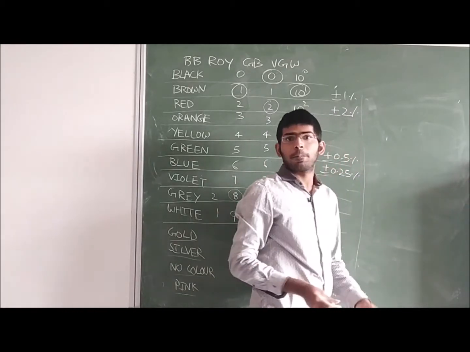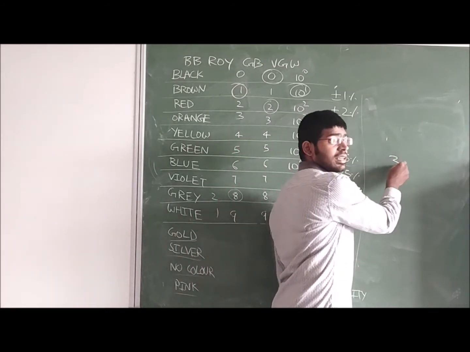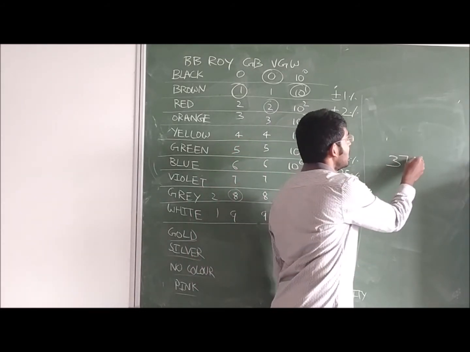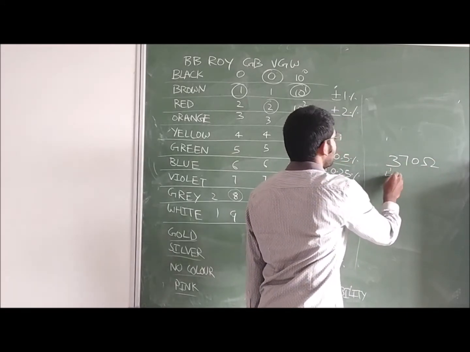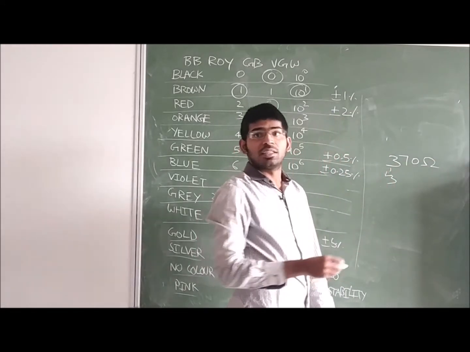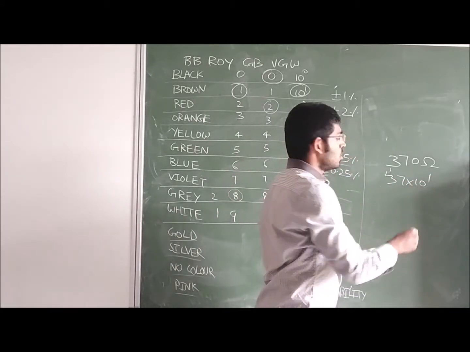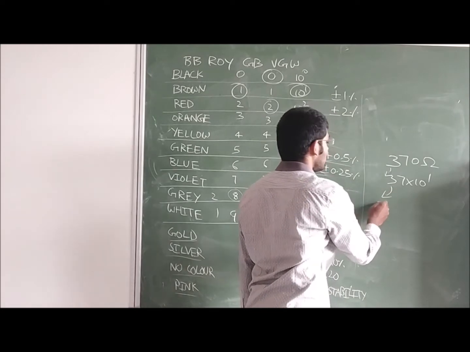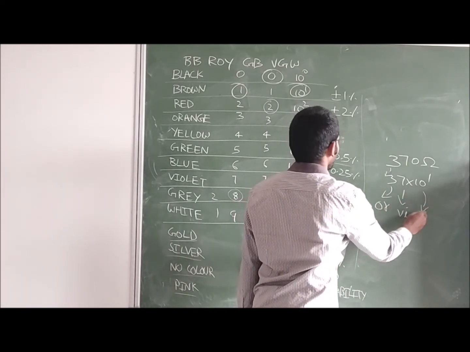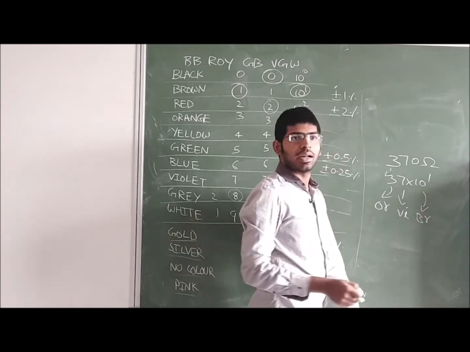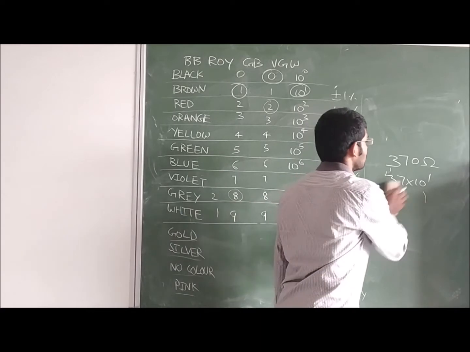Next value. 370 ohms. So 37 into 10 to the power 1. So 3 is orange, 7 is violet, and 10 to the power 1 is brown. Orange, violet, brown. Next.